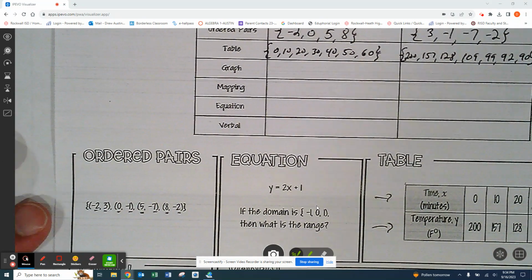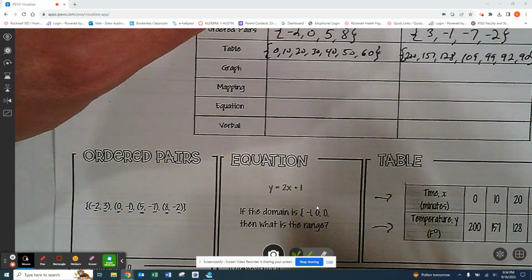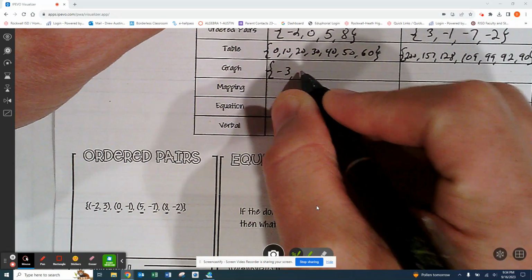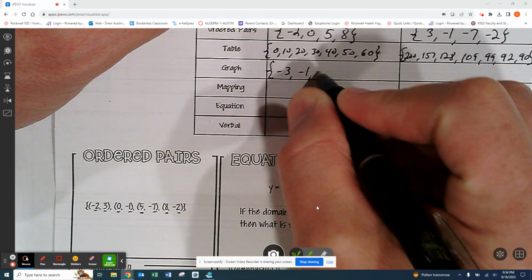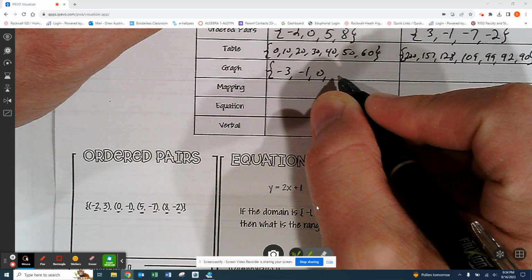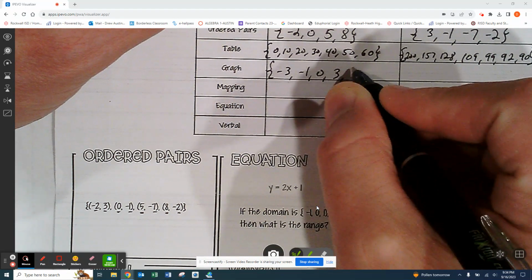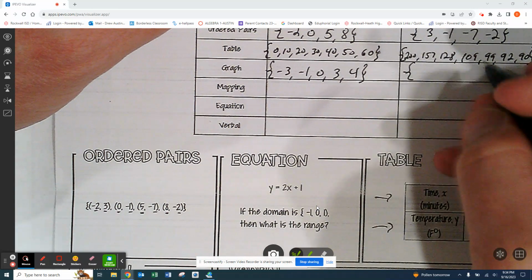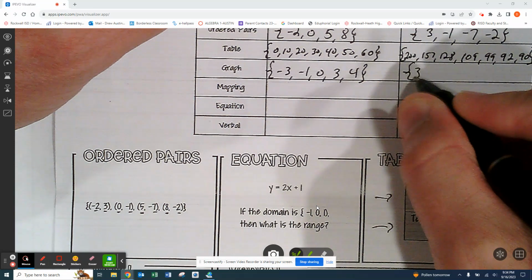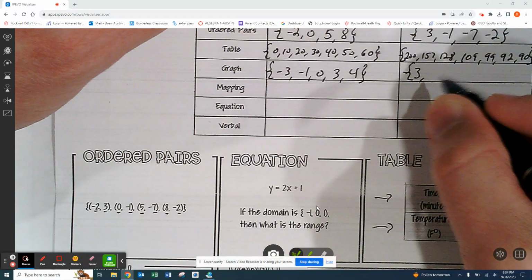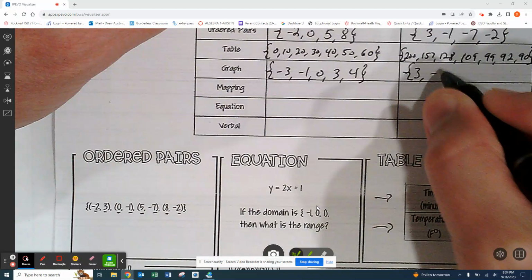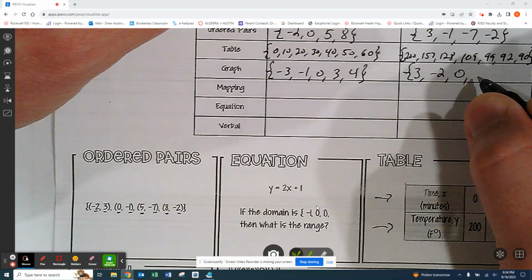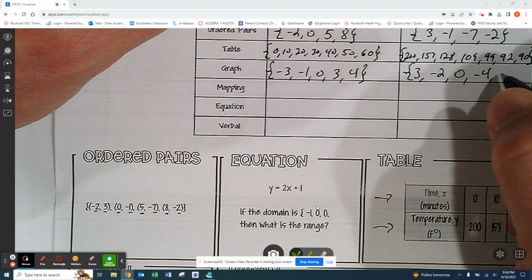In the graph, you're looking at the different points. It's kind of difficult to see, but the points look like they're -3, -1. It does look like there's a point 0, 0 in there, 3, and 4. For your range values, I'm just going to base it off looking at the points left to right. So the first one, y value is 3. The next one is -2. We're at the point 0, 0. The next one is -4. And the last one is 4.